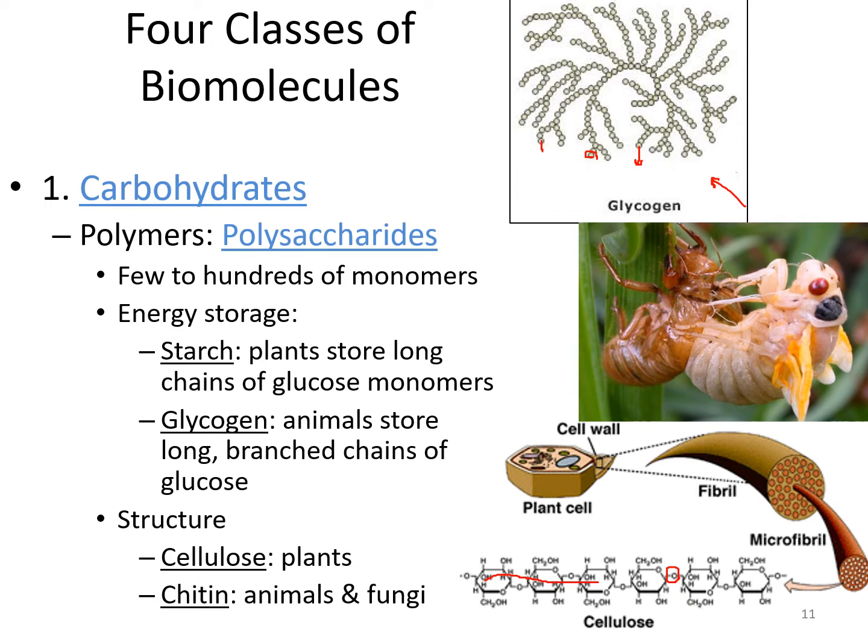In humans, right, so in any animal, any fungus, we use a polysaccharide called chitin to give us structure. And so we've all seen this, this exoskeleton being shed here is made of chitin.